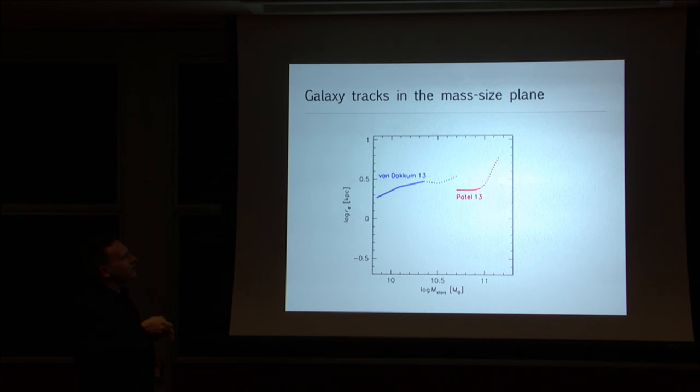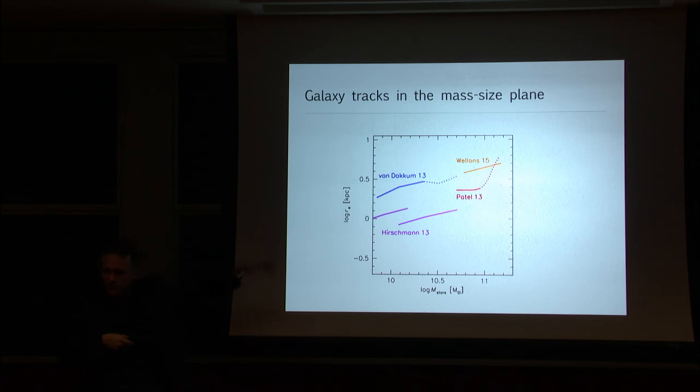While they're forming stars, they're over here. This is Illustris. Okay, Illustris galaxies are too big, well known. That's kind of irrelevant at this point. The point is the track. So the massive galaxies in Illustris do this. No, that's just actual, yeah, truth.